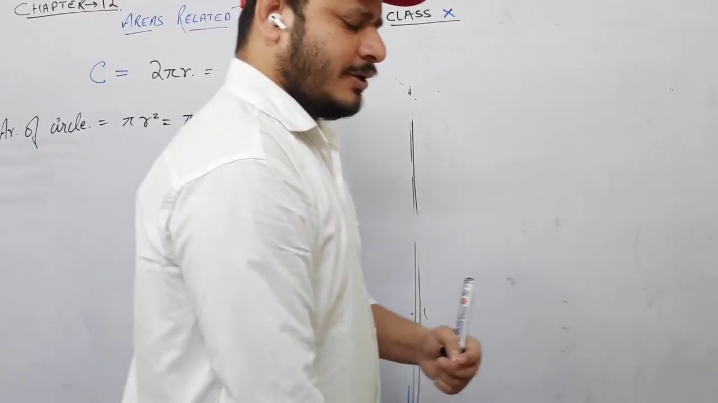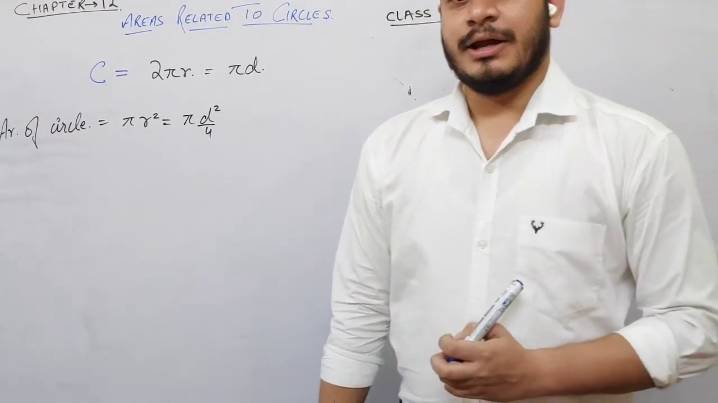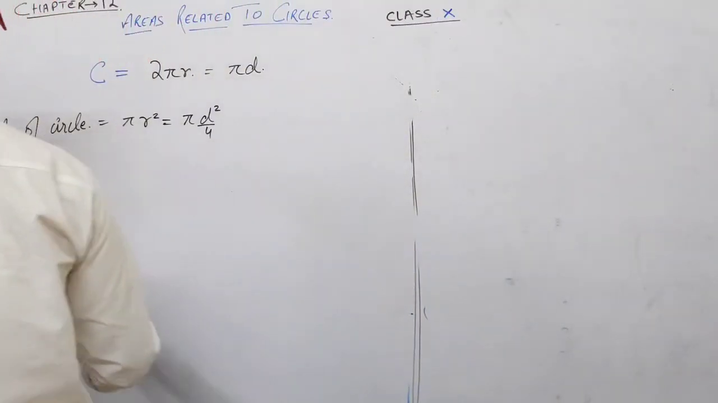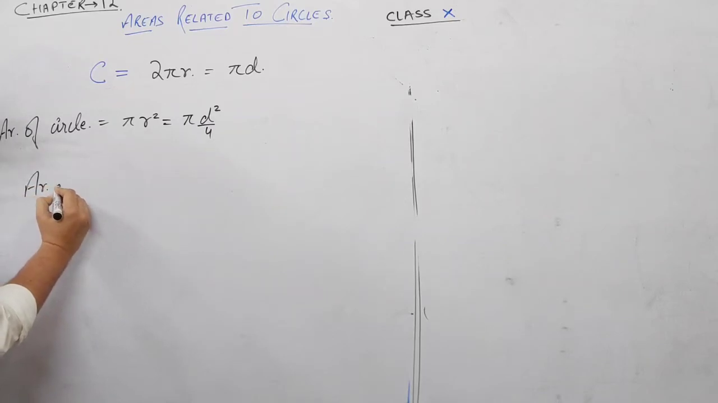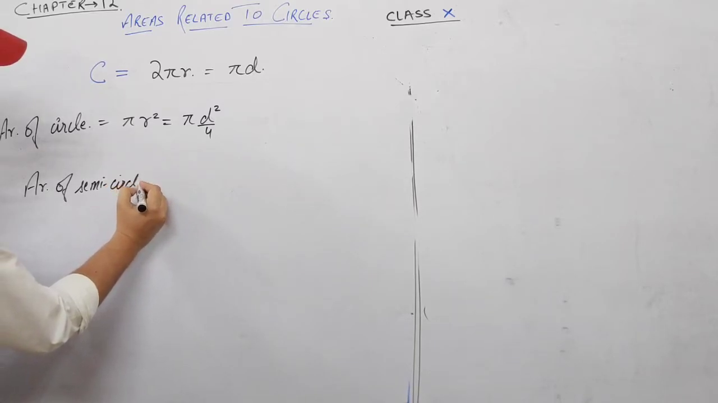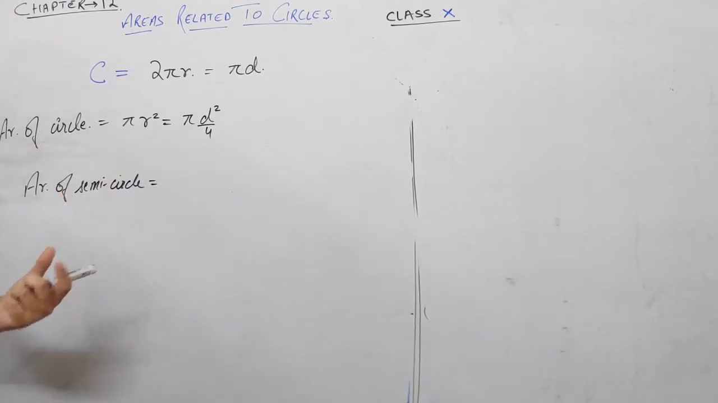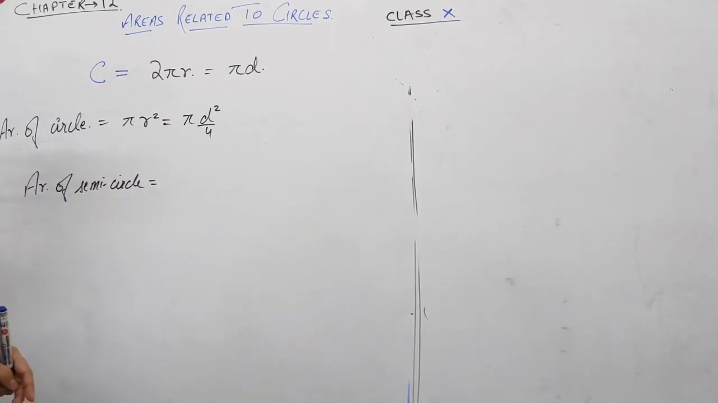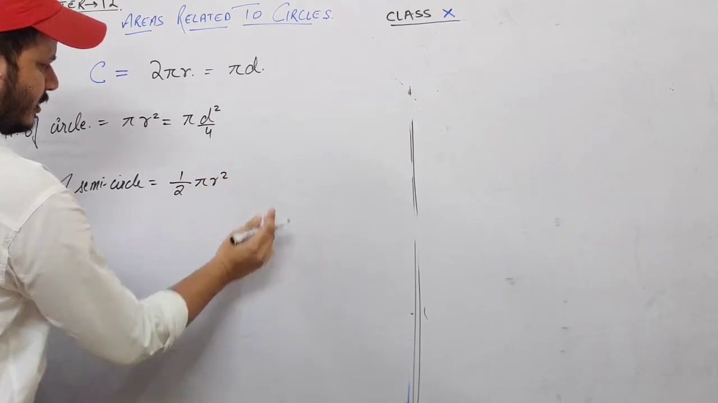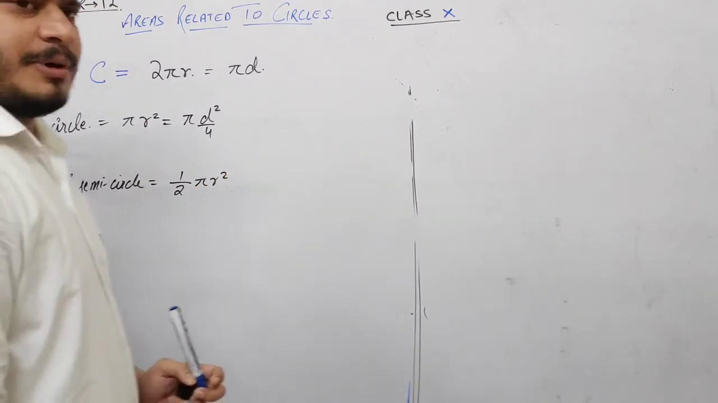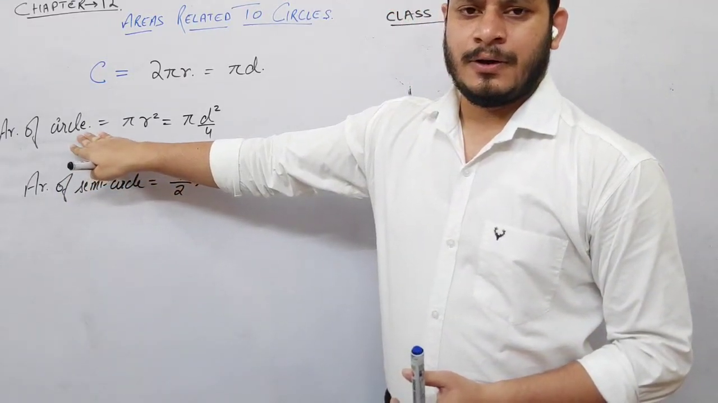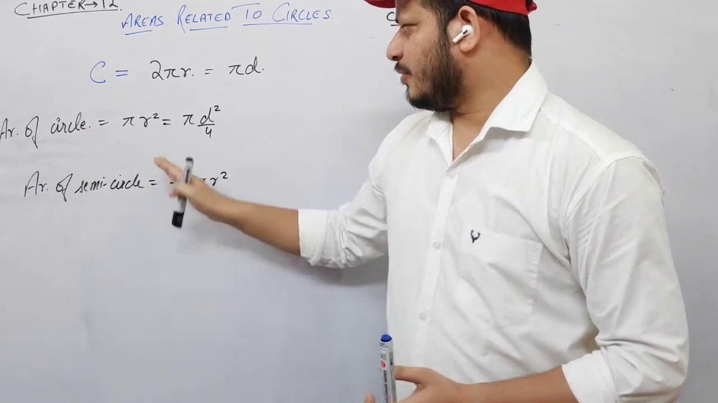Similarly, you can write the area of a semicircle and the area of a quadrant of a circle. Semicircle means half circle, so it should be half of the whole area: half pi r square. Similarly, the area of a quadrant of a circle is 1/4 of the area.